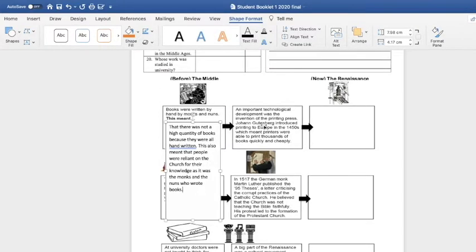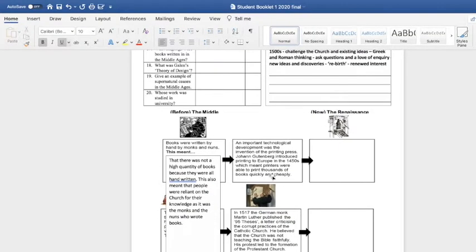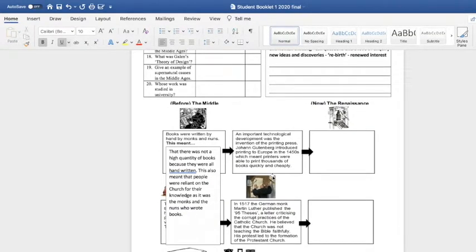Then let's think about what happened in the Renaissance period. So an important technological development was the invention of the printing press. So incredibly significant time for our course. If we had to think about a factor in medicine that this would match up to, straight away we can see that communication as a factor of medicine is relevant here.